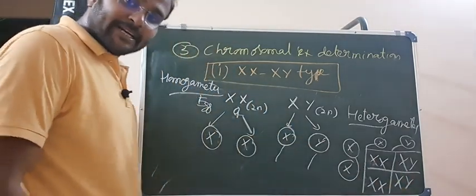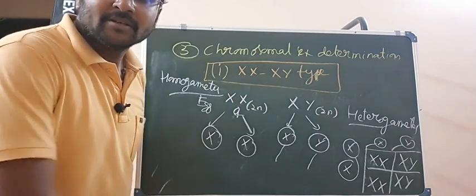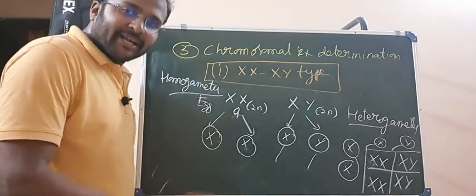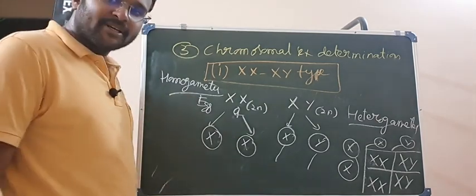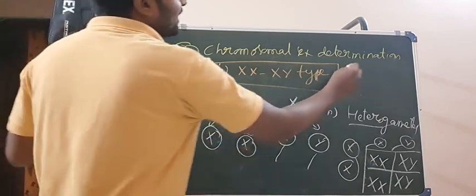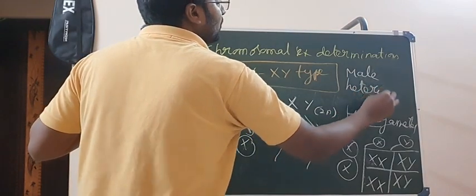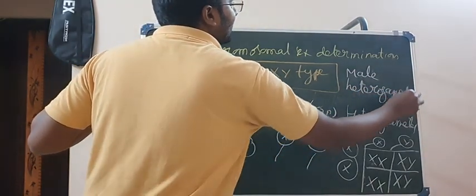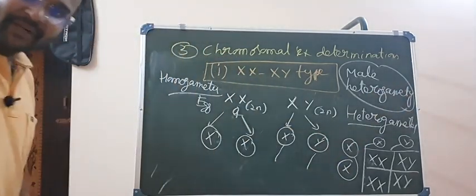So here the gender is decided by the male only. The female is not going to decide the gender, only the male will decide the gender. That's the XX and XY type, or male heterogamety. We call it male heterogamety.